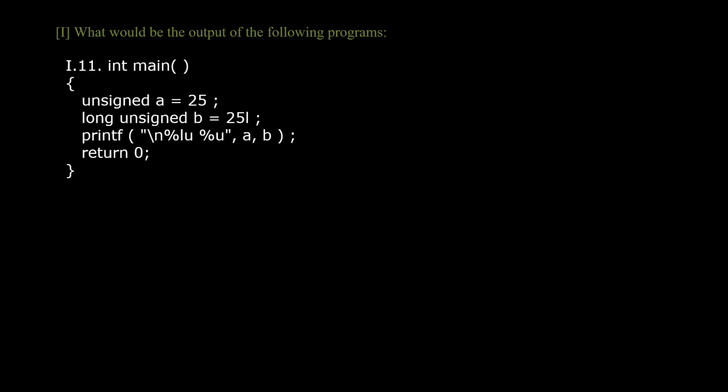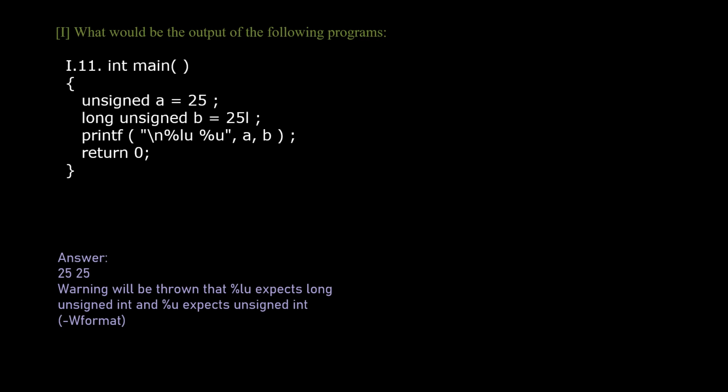Let's see the next question. Unsigned a equal to 25. Long unsigned b equal to 25L. We can assign as 25L. And we are using %lu, that is long unsigned for a, which is unsigned, and just %u for b. So it prints 2525, but there will be a warning saying that we are using %lu for unsigned and %u for long.